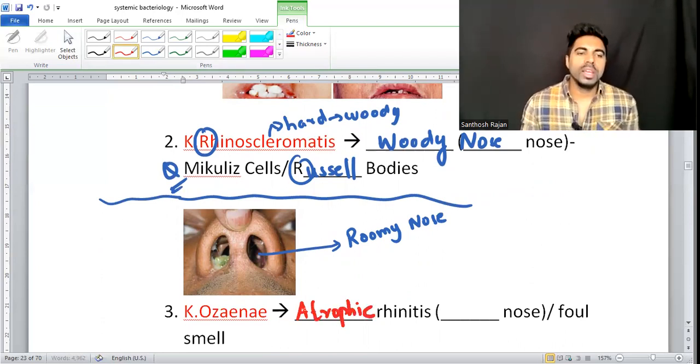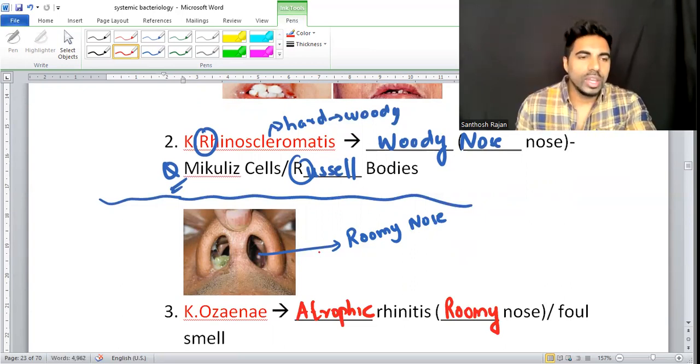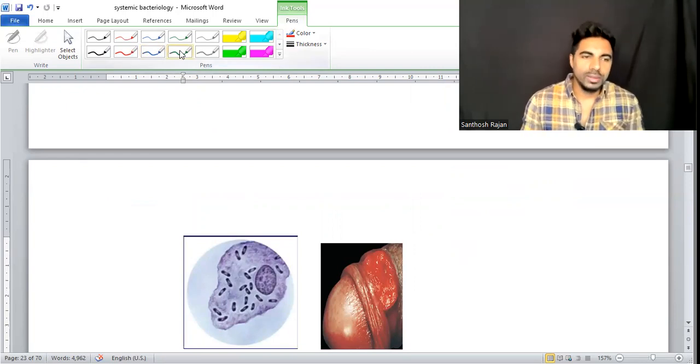In atrophic rhinitis you have this symptom: a very roomy nose, foul smelling, you see a big space forms, okay? It becomes very roomy, spacey, and then you see a bad smell, that is caused by Ozaena. It's a type of allergy, because of allergy they have this. Okay, right, that's it. This is for your roomy nose.